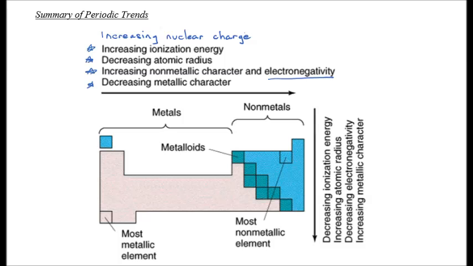As we go down a group, we decrease in ionization energy, and we decrease in electronegativity as the size of the atom increases. As we go towards the bottom, we become more metallic, and then we want to write in increasing nuclear charge. So as you go down a group, the number of protons in the nucleus increases, so your nuclear charge increases.